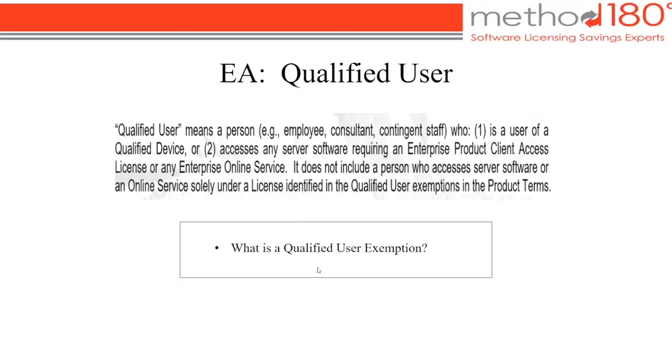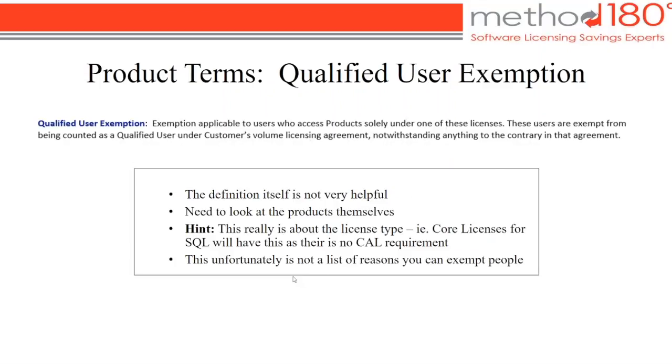So I'm going to go into the product terms again here and pull up the definition of qualified user exemption. So, exemption, applicable to users who access products solely under one of these licenses. These users are exempt, and you can kind of see that I'm dying off here. The reason is this language actually is not very helpful. It doesn't tell us anything. I would have hoped that maybe there was a list of ways that we could disqualify somebody from being a qualified user. There is no list. It's these 2 simple sentences that really don't tell us much.